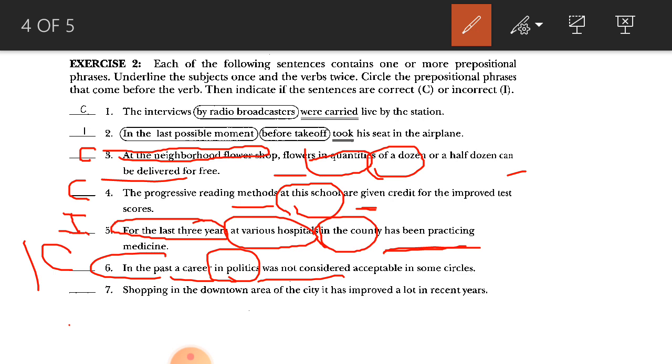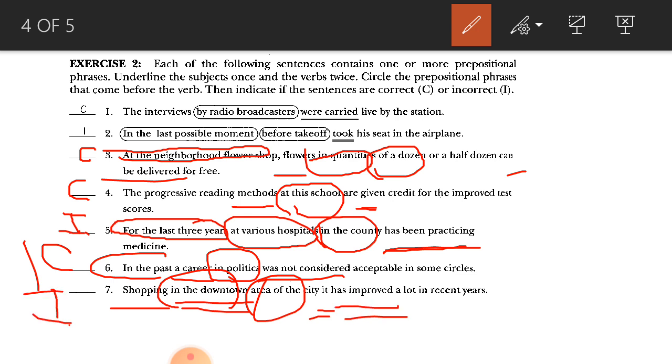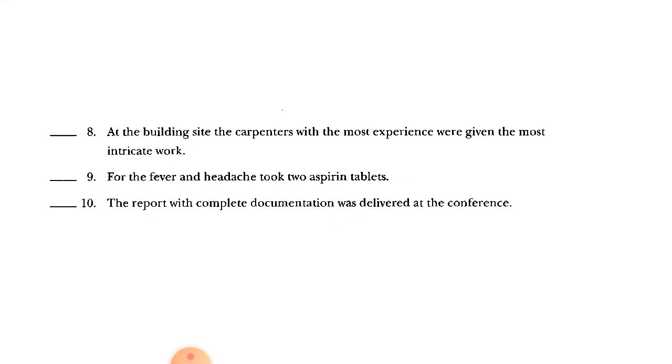Number 7. Shopping in the downtown area of the city, it has improved a lot in recent years. Shopping is the subject. In the downtown area is a prepositional phrase. Of the city is also a prepositional phrase. We have it, an extra subject, and has improved, a verb. So this sentence is incorrect because we have an extra subject.